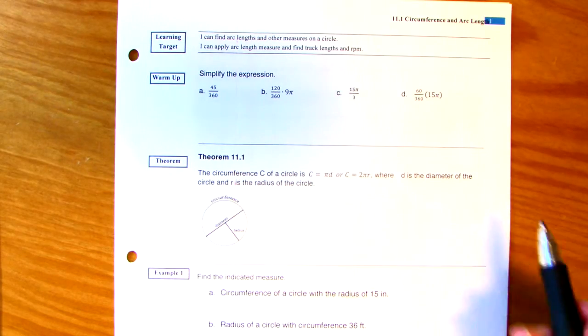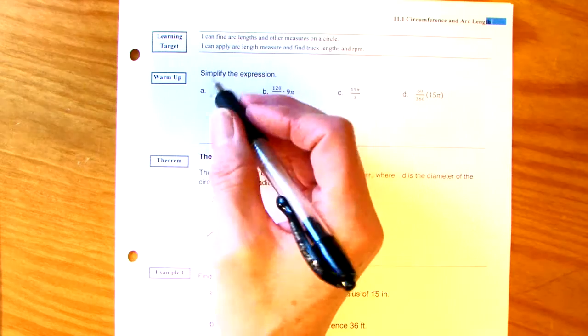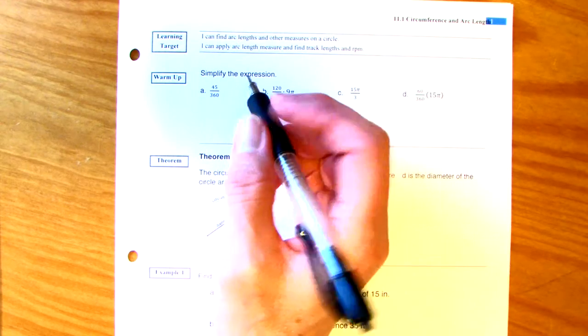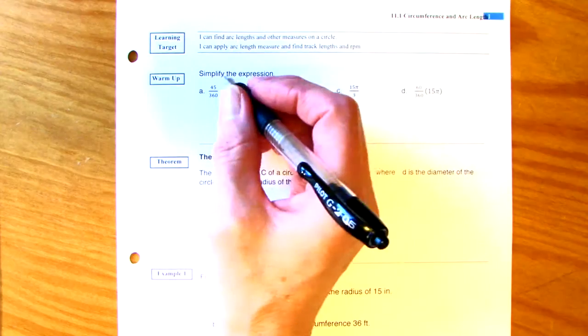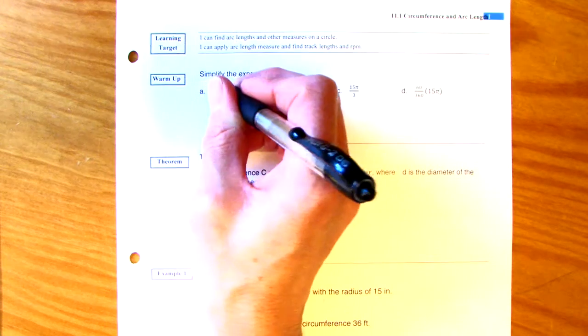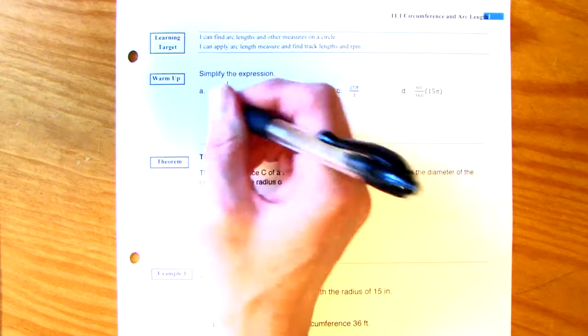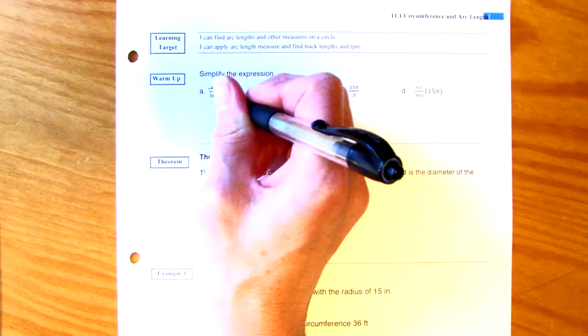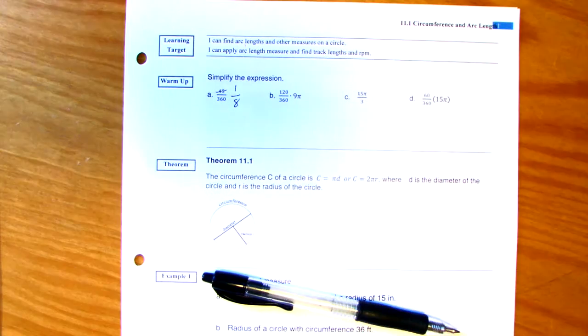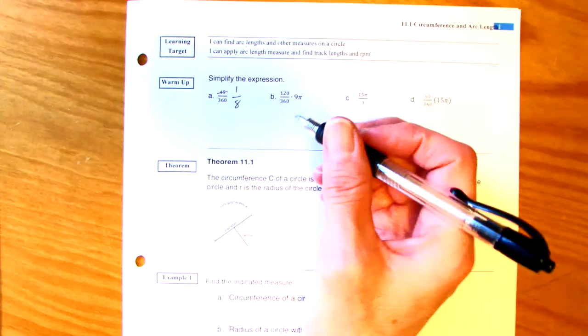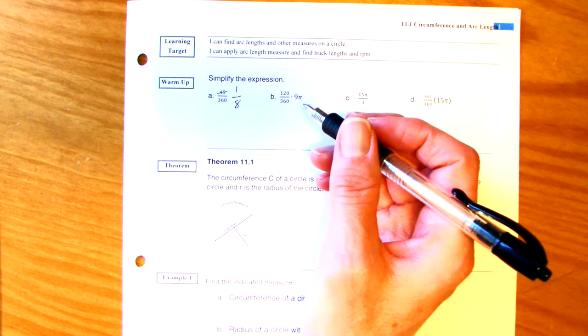So here we go. Simplify the expression. Basically, we want to reduce these. What can you take out of both of these? A 45. 45 goes into 45 one time. It goes into 360 8 times. Do you remember how to do that on the graphing calculator? I just realized I don't have my graphing calculator with me, so let me know if you need help with that.